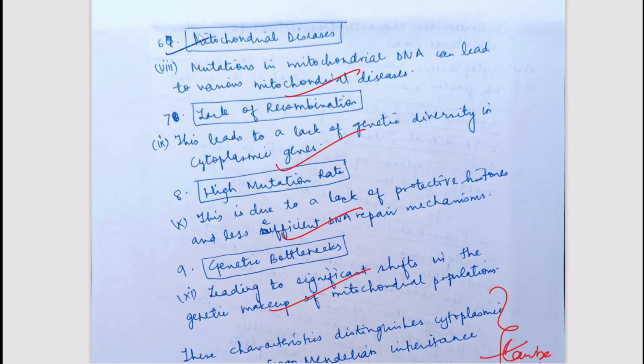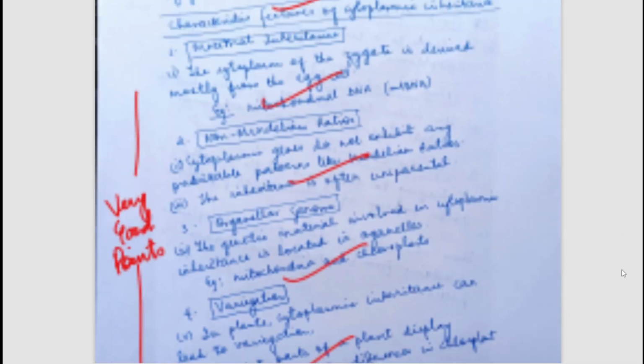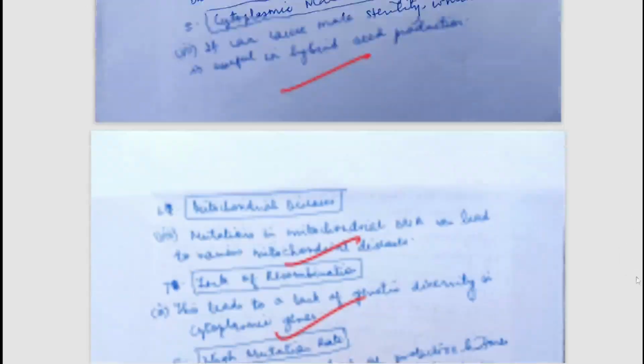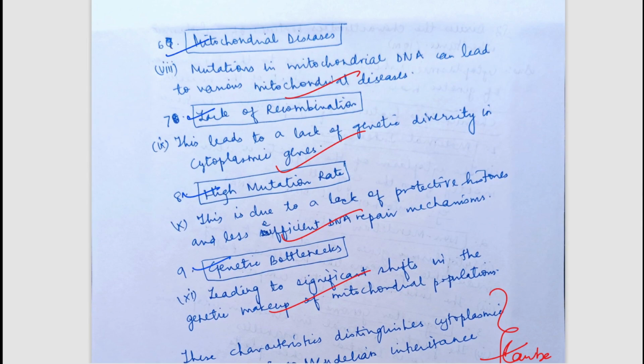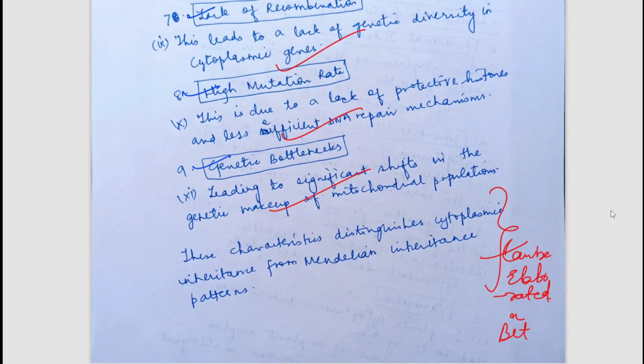The student has mentioned mitochondrial disease, lack of recombination, high mutation rate, genetic bottlenecks. So these are fair points, and these are some of the characteristics of cytoplasmic inheritance. You can pause the video and read if you want to. Okay, and again appropriately concluded, although it can be improved. These characteristics distinguish cytoplasmic inheritance from Mendelian patterns.